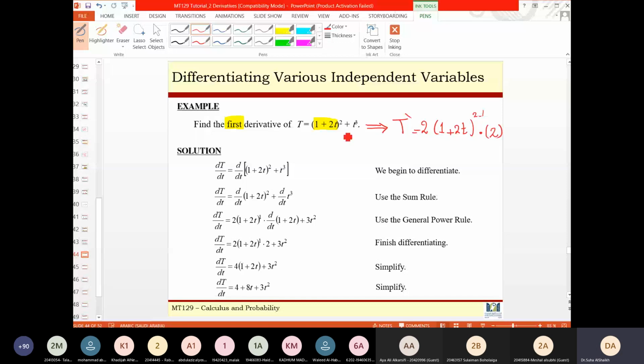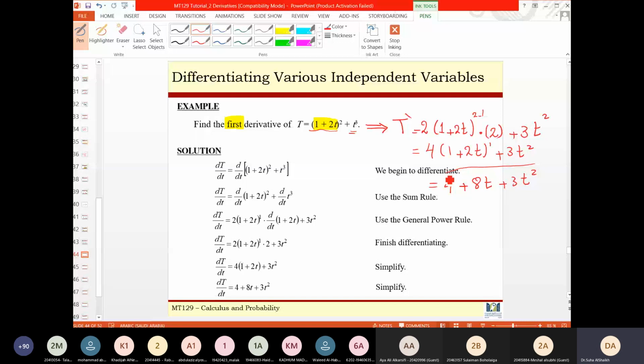And what's the derivative of t cubed? The derivative of t cubed is 3t squared. Simplify it. This will be 4 times 1 plus 2t to the power 1 plus 3t squared. And this is the derivative. A little bit of rearrangement. We multiply this. This will be 4, this will be 8t, and here we have the 3t squared. And this is the t dash, the first derivative of the function.